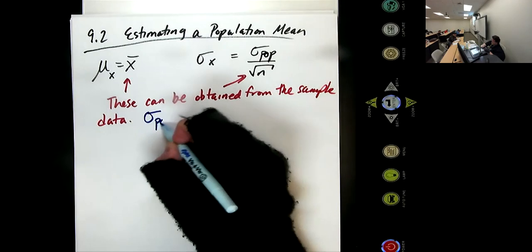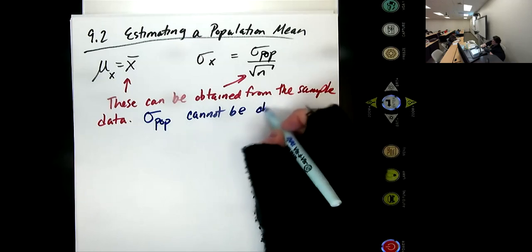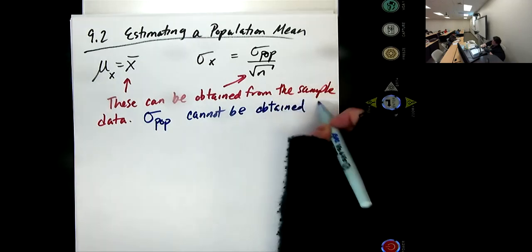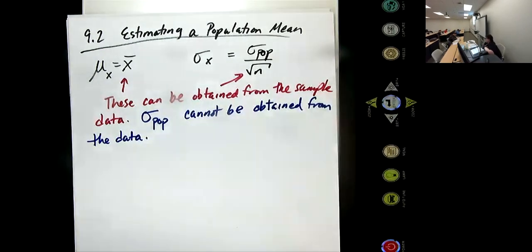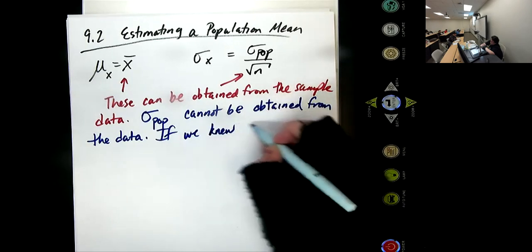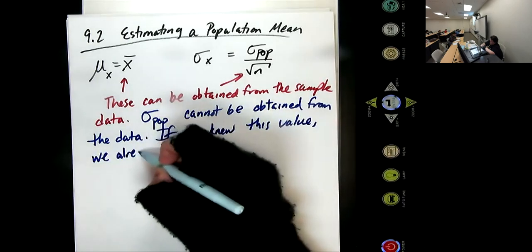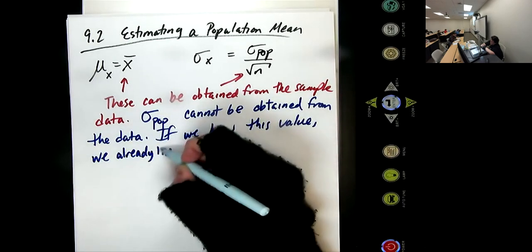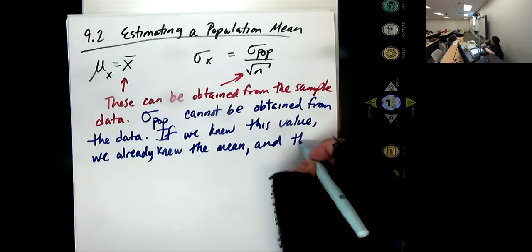The standard deviation of the population cannot be obtained from data. And guess what? We generally don't know it. If we knew this value, we'd already know the mean, and thus we wouldn't need to estimate anything.